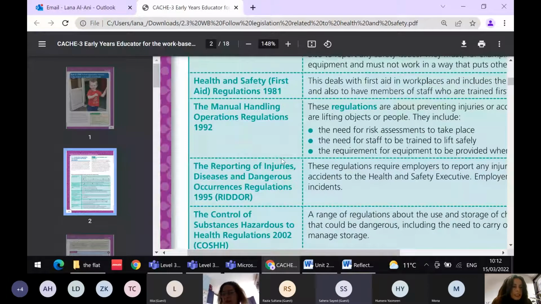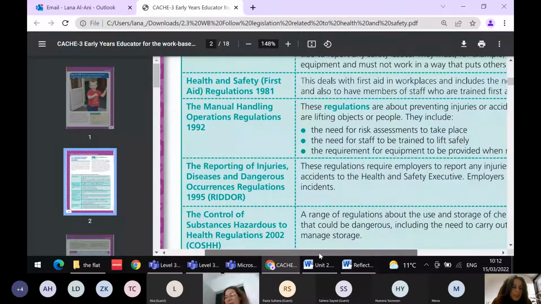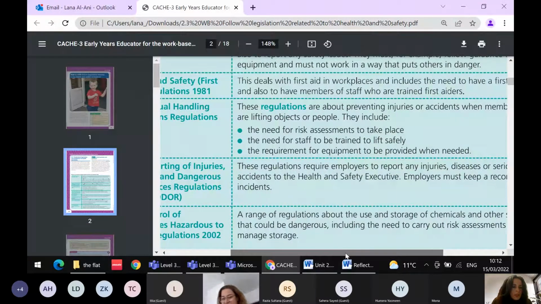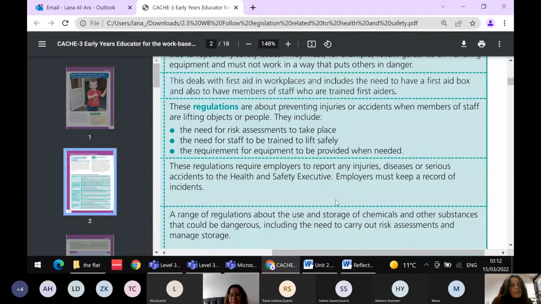The third one is the Manual Handling Operations Regulations 1980. Good morning. Hello, sorry. Good morning, Sakina. Thank you. Good morning. So what is this regulation all about?